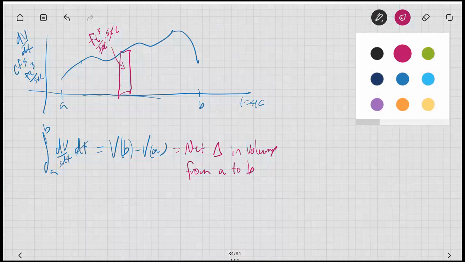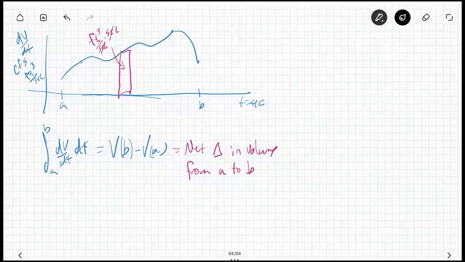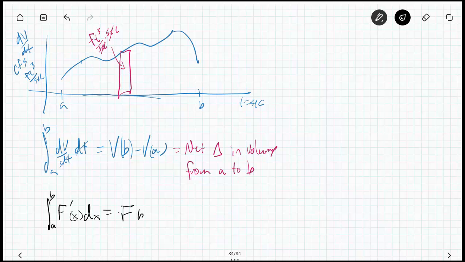Now, there's the net change theorem. The net change theorem is really very straightforward. It simply says the integral from A to B of F prime of x dx is equal to capital F of B minus capital F of A. And this is the net change of the quantity that you're talking about. Now I use capitals in this case because this is kind of a weird notation. This is worth talking about.